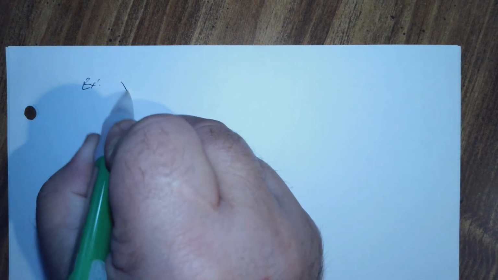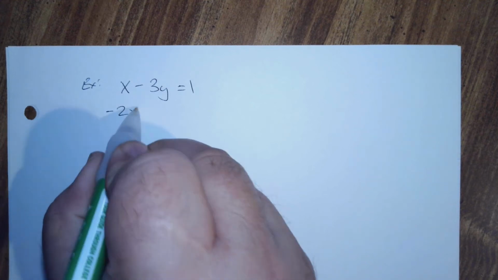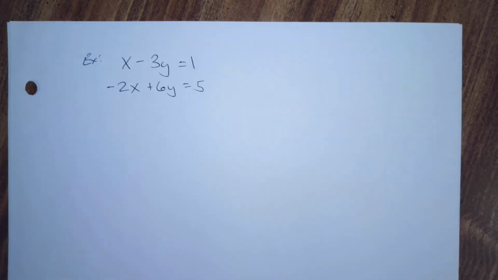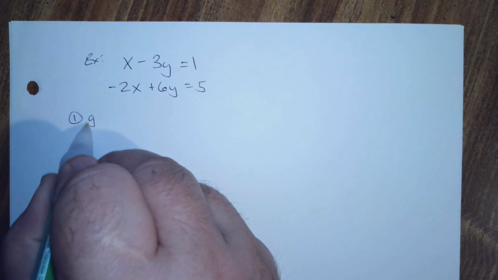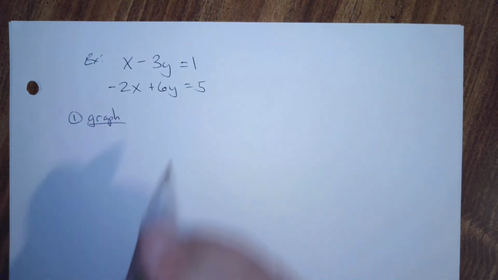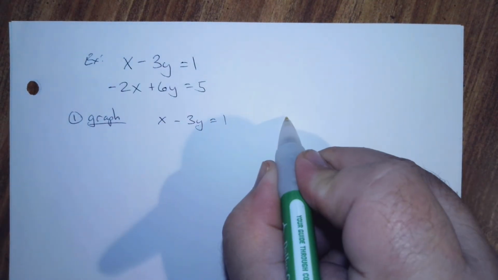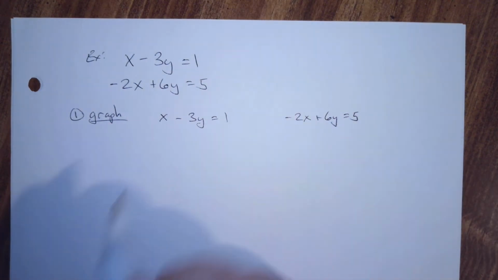All right. So those are pretty similar equations. Let's get one that doesn't work so well for us. So we have x minus 3y equals 1, negative 2x plus 6y equals 5. So the first method, graphing. Remember, I'm going to take both equations and solve for y.